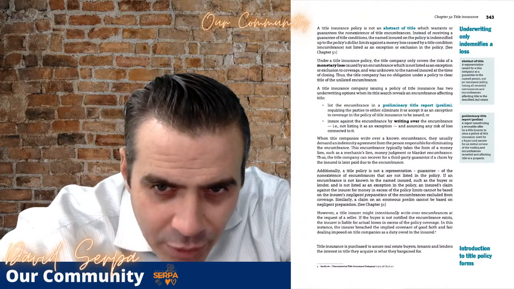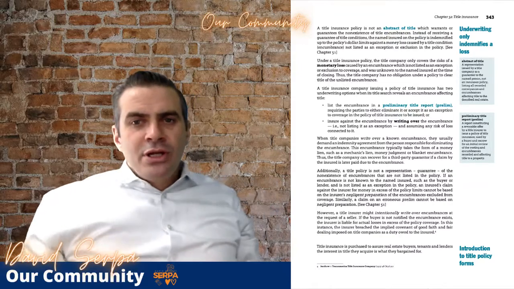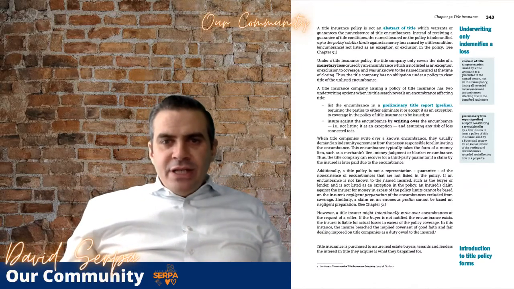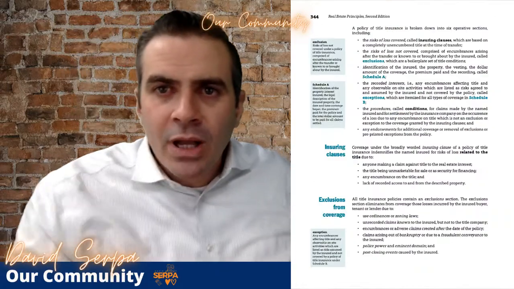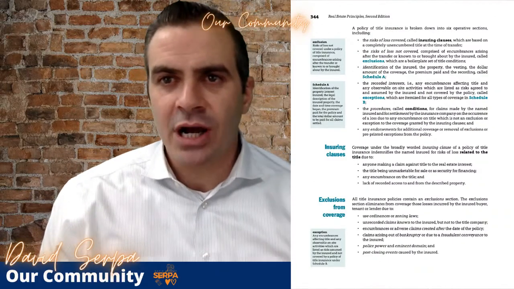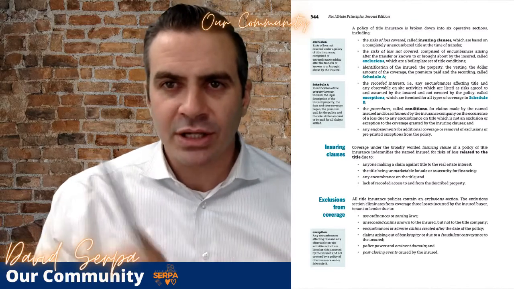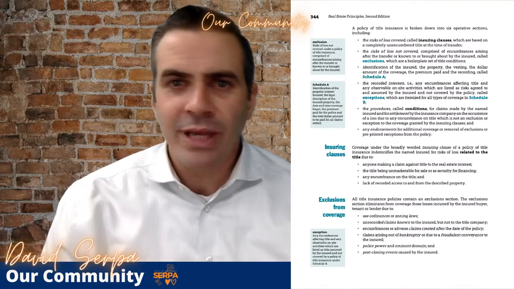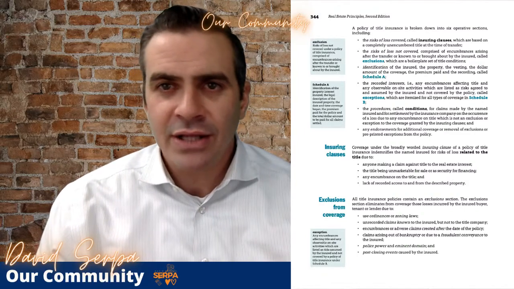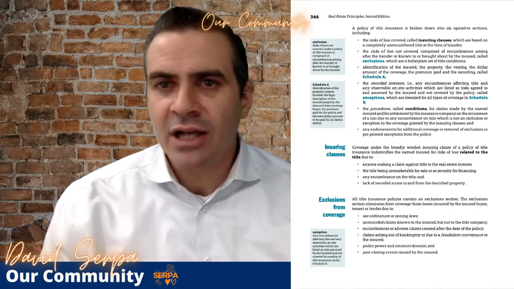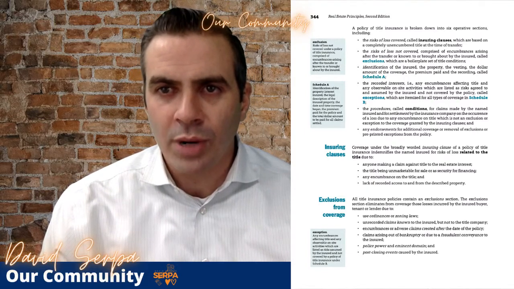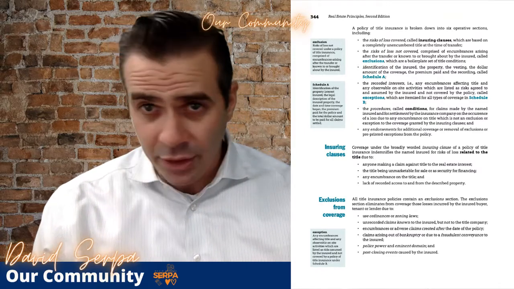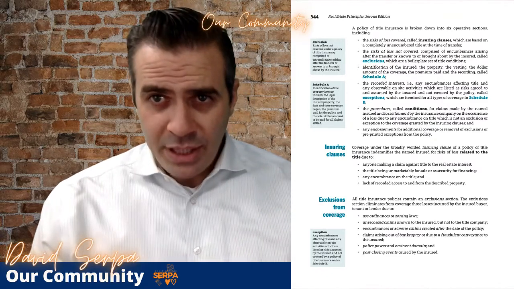Introduction to title policy forms. Title insurance is purchased to assure real estate buyers, tenants, and lenders the interest in title they acquire is what they bargained for. A policy of title insurance is broken down into six operative sections, including the risk of loss covered, called insuring clauses, which are based on completely unencumbered title at the time of transfer. The risk of loss not covered, comprised of encumbrances arising after the transfer, known, or brought about by the insured, called exclusions, which are a boilerplate set of title conditions.